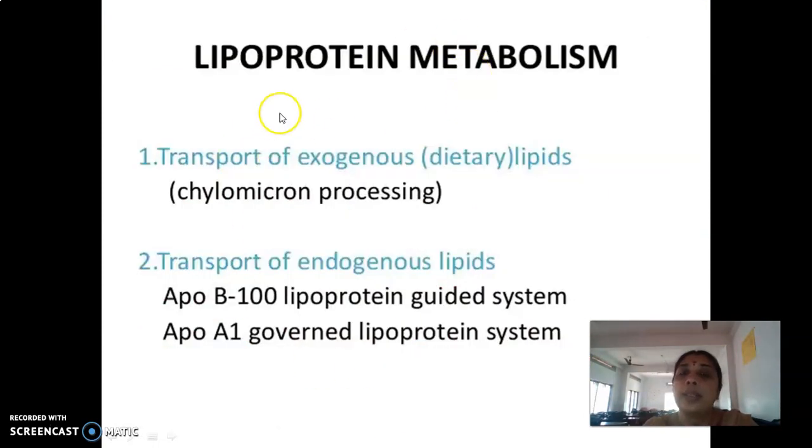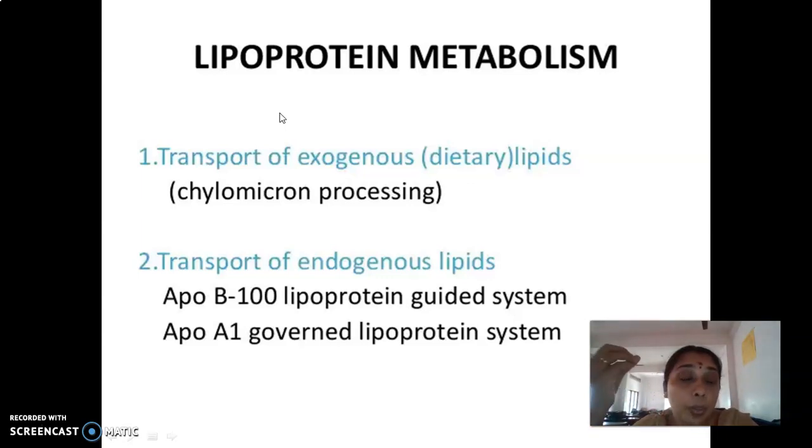Right? Then next we move on to the metabolism of the individual lipoproteins, or how these lipoproteins function in the body. We have already told that each lipoprotein has different functions. For example, chylomicrons are responsible for transporting the exogenous TG, while VLDL is responsible for transporting the endogenously derived TG. Again, HDL transports cholesterol esters from the extrahepatic tissues to the liver, while LDL transports the cholesterol esters from the liver to the peripheral tissues.